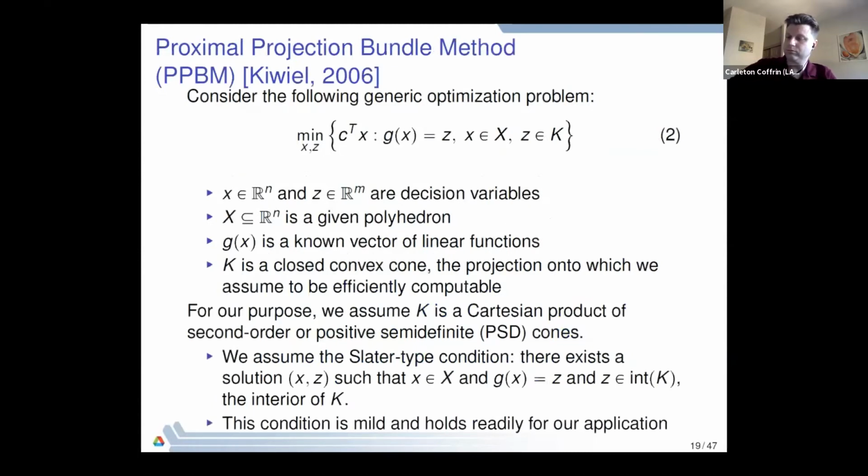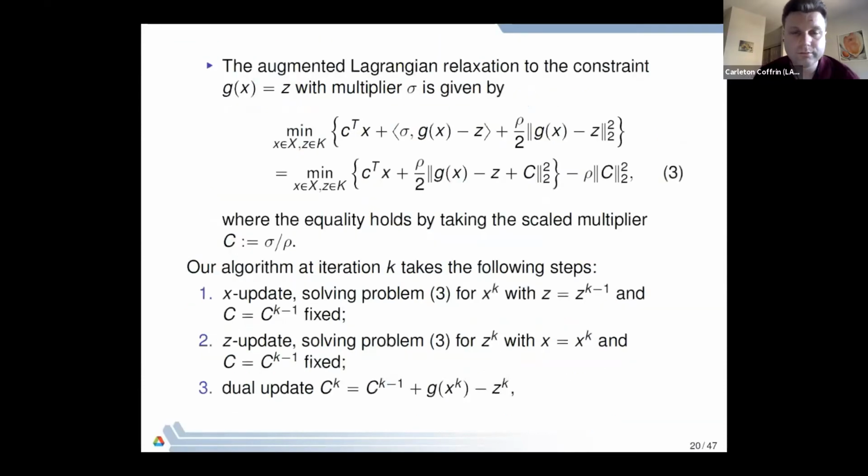So our approach is based on proximal projection bundle methods. This is the general form. We assume a Slater type condition, which is easily met for our application. So these three steps just detail what an iteration of PPBM looks like. For this part, it's like ADMM.